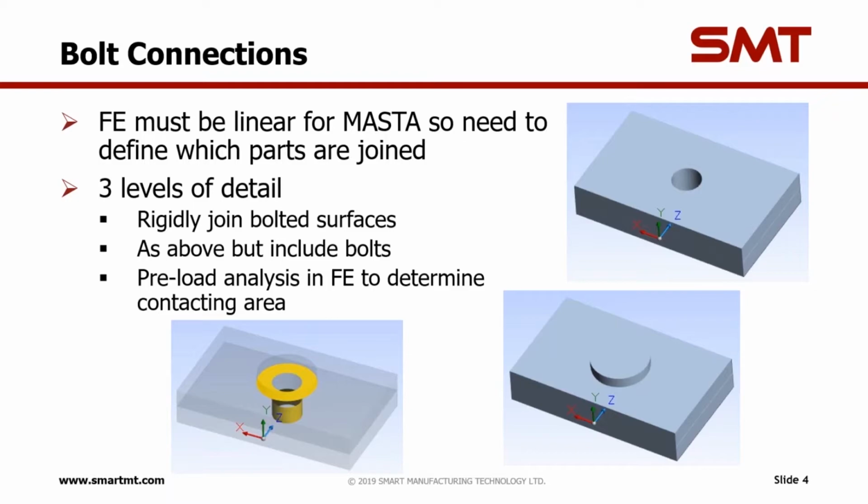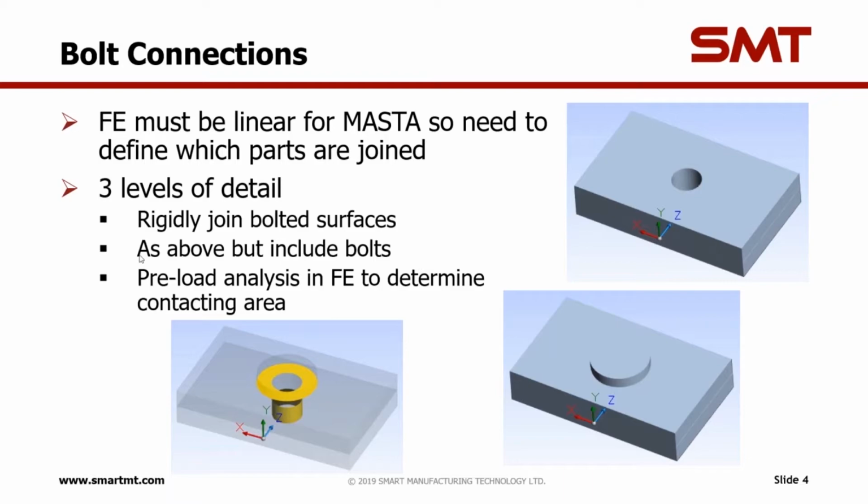The next level is, as before, you rigidly join those surfaces together, but you also include some representative model for the bolts. So that's shown in the bottom right here. The top right is just leaving a hole for the bolts in your solid model, and we can also put a bolt in that hole, and then we can also connect together the correct faces that would be attached in the FE in that case.